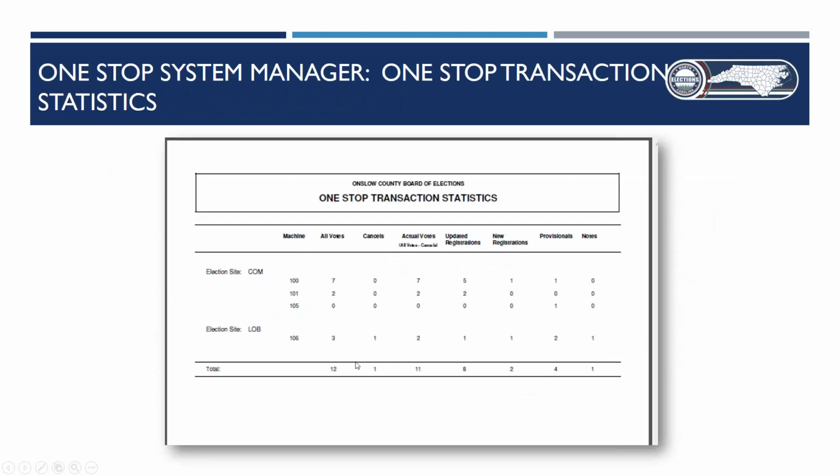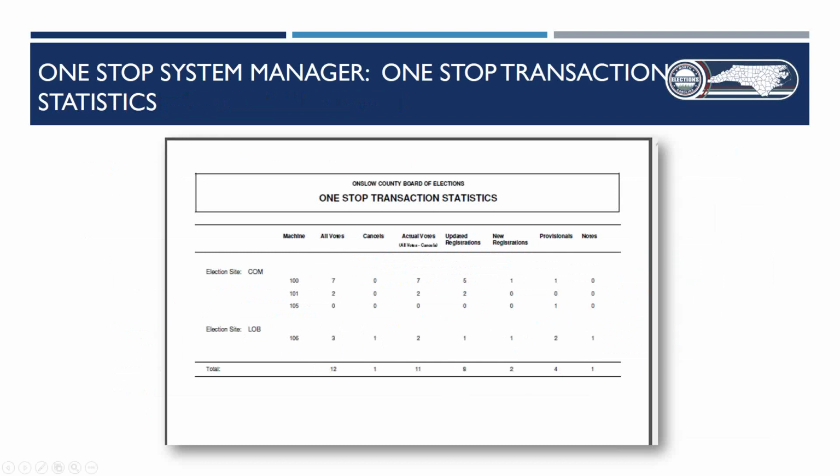All right, and then in One-Stop System Manager, there's the one-stop transaction statistics report. And again, this will show all of the transactions that occurred on all of your SOSA machines that have transferred data into One-Stop System Manager, either with a manual transfer or with the connection, the hybrid, whatever. As long as that machine has transferred data to One-Stop System Manager, that information will appear on this report.